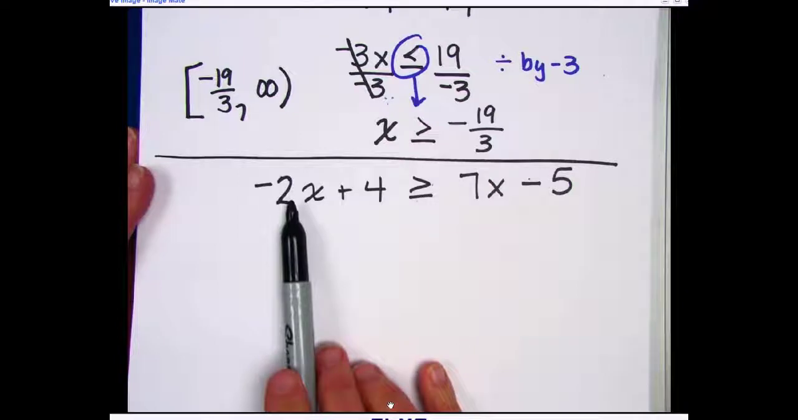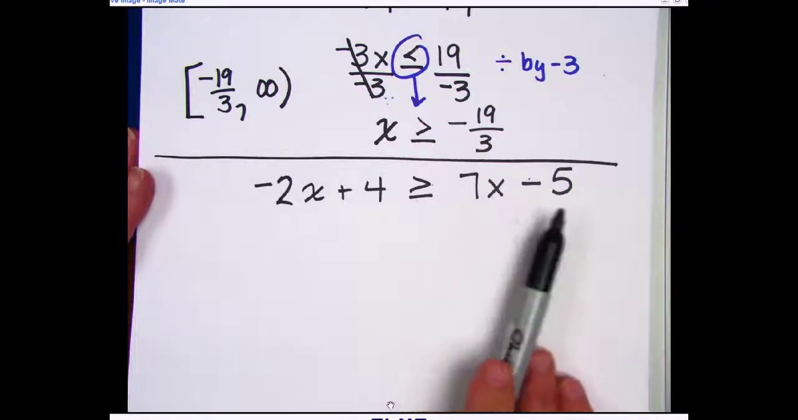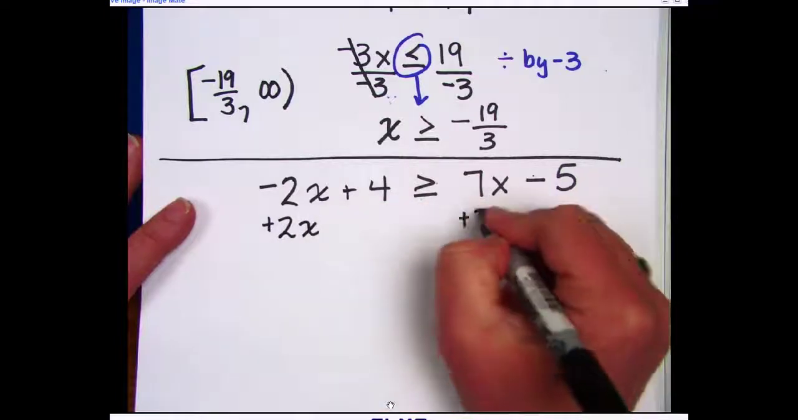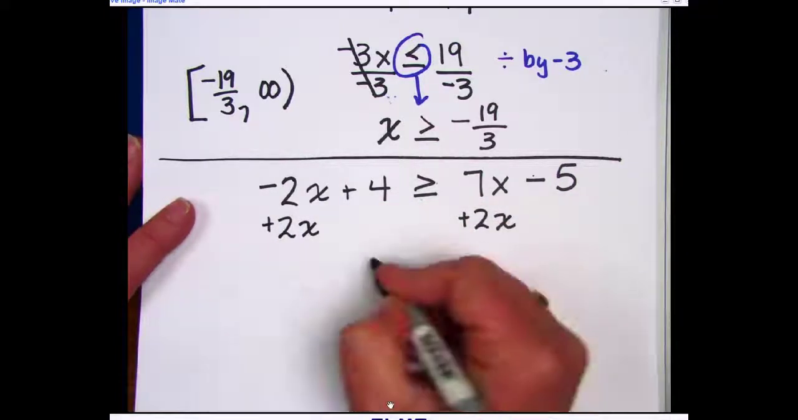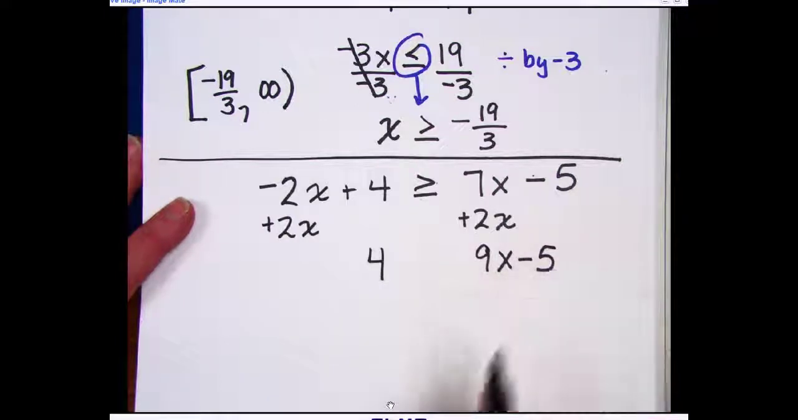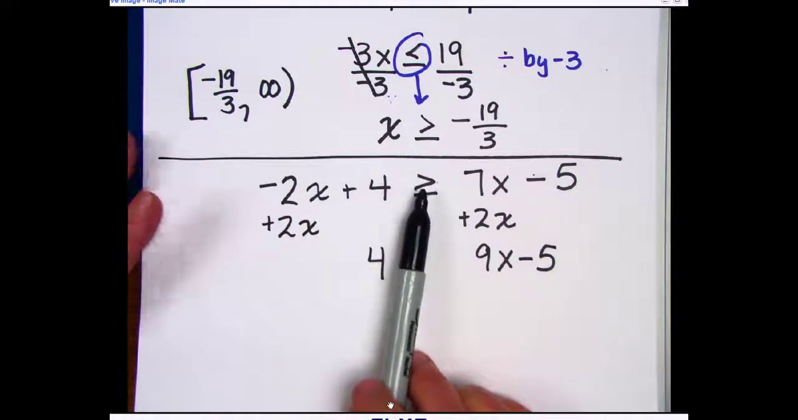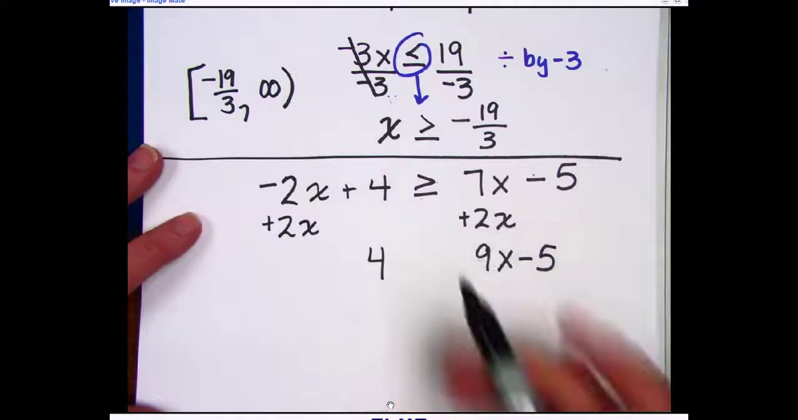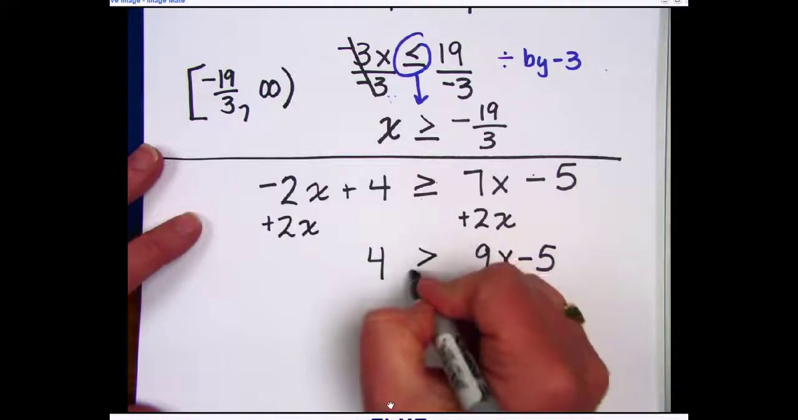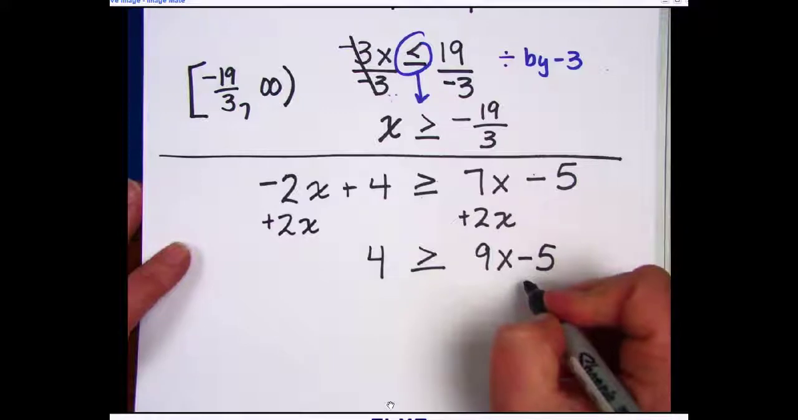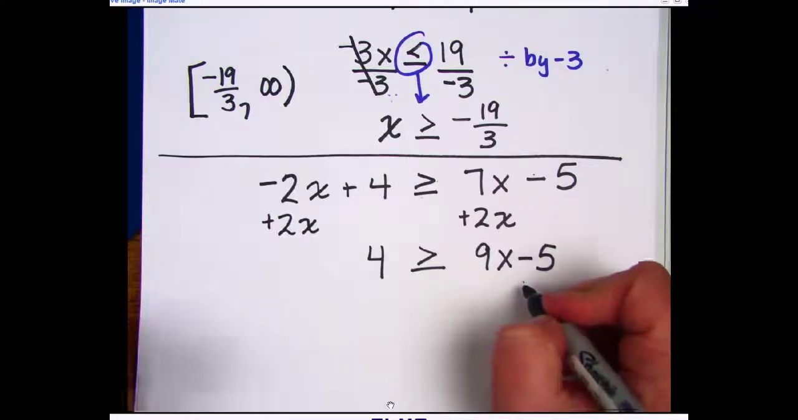Again, we want to get all our variables on one side, all our numbers on the other. I'm just going to add 2x to both sides. Here I have 4 equals 9x minus 5. To reverse or not to reverse? Well, I added 2x, so my rule does not come into play. It only comes into play when we add and subtract. Scratch that, multiply and divide.